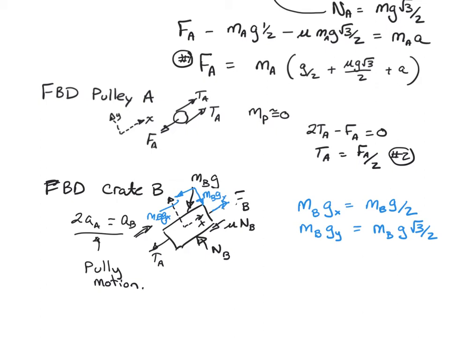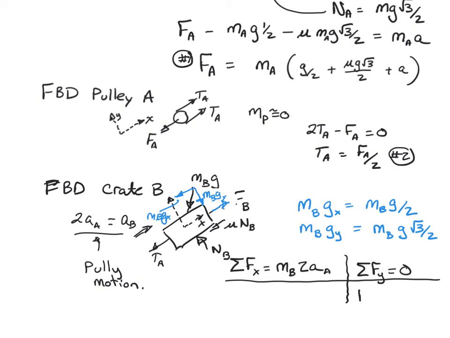So now I get to do the same thing as before. Sum of the forces in the x direction is equal to m_b, and I can put in 2a there for the motion of box A. That kind of gets me into the same acceleration. It's really the acceleration of the B box. And then the other direction is going to be the sum of the forces equals 0 in the y direction. So again, N_B is going to be equal to m_b g root 3 over 2. It's just the force of gravity.